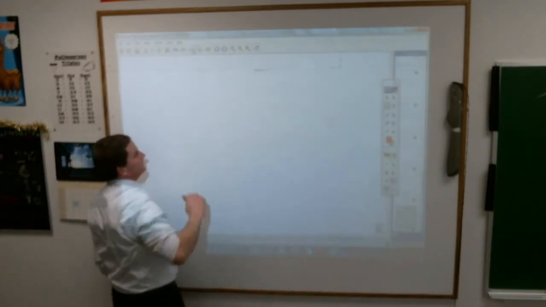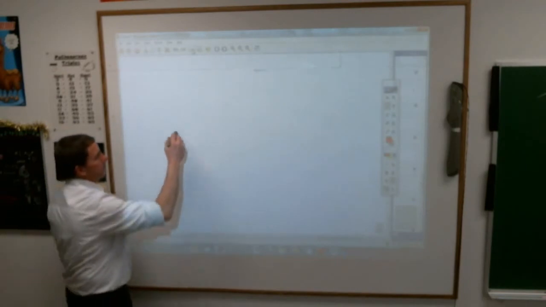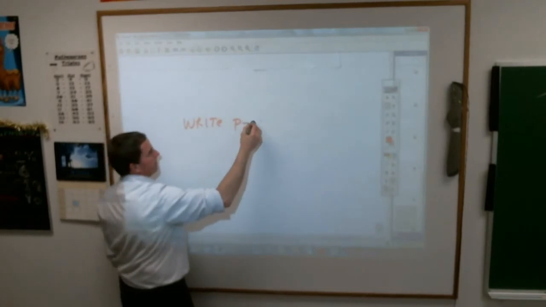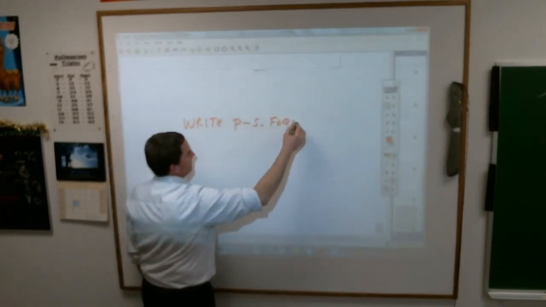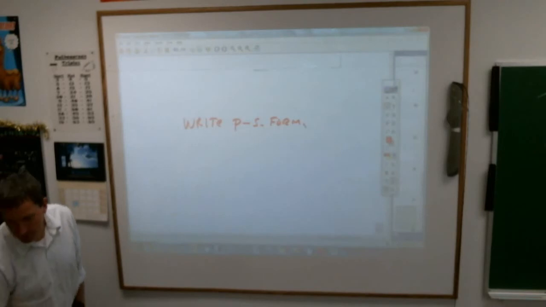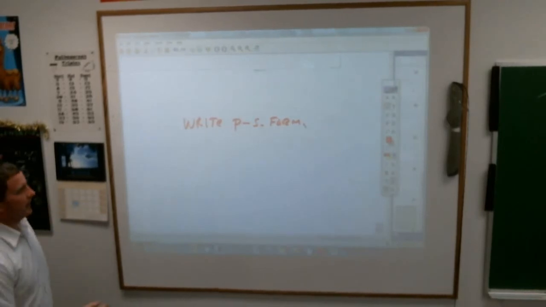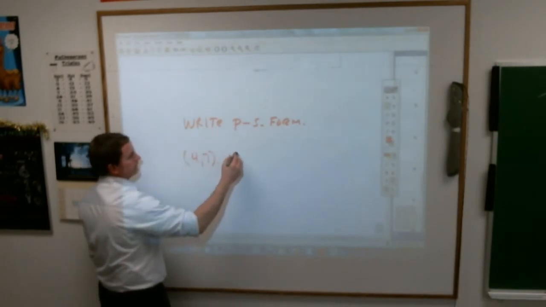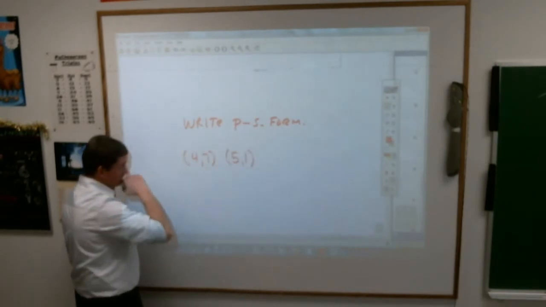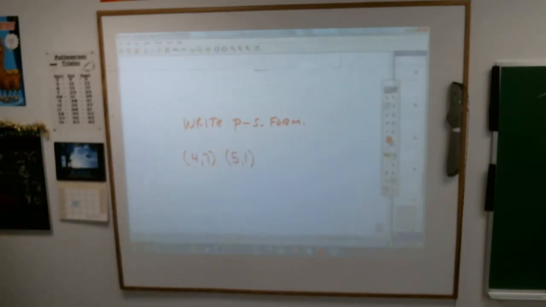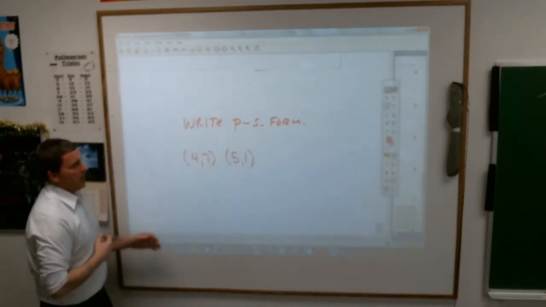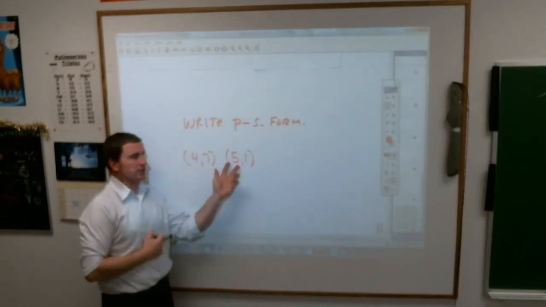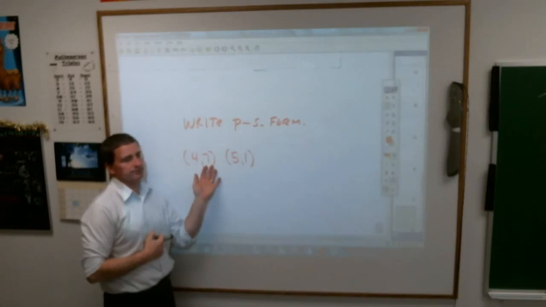And then the last one. This time you're given 2 points, and you need to write the equation of that line in point slope form.